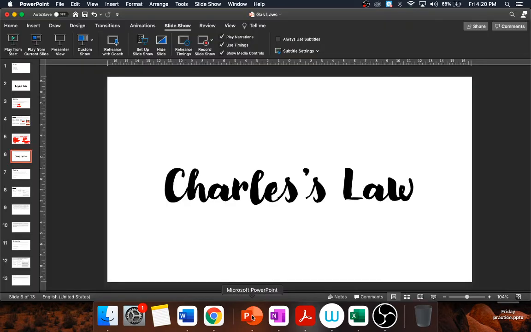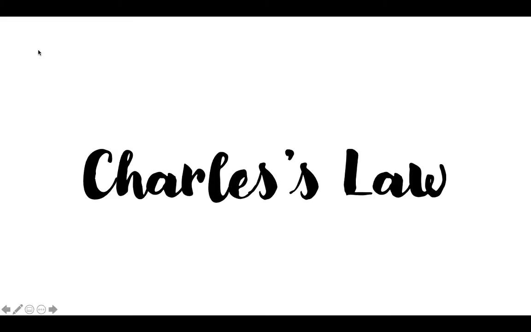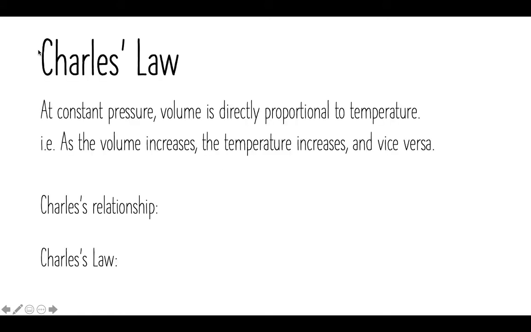So this represents Charles's law, which summarizes that volume and temperature have a proportional relationship, which means I can represent it like this. So volume, temperature. When volume increases, temperature increases as well. And this can be further summarized by Charles's law, which is the formula which states that V1 over T1 is equal to V2 over T2, right? This formula represents the relationship between volume and temperature.